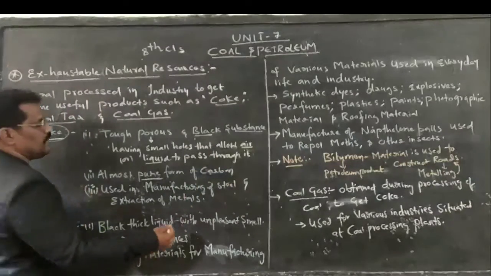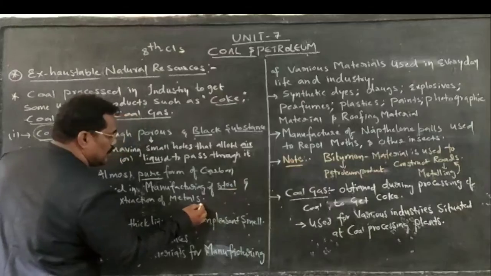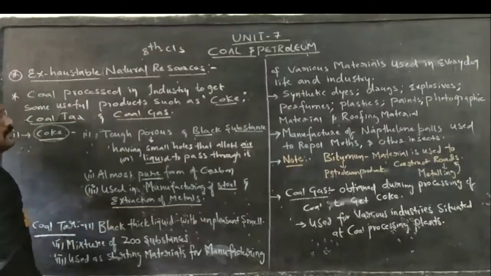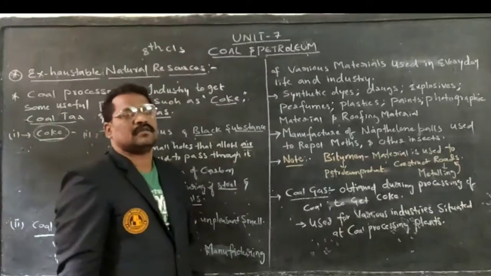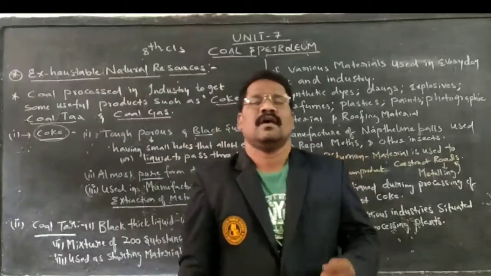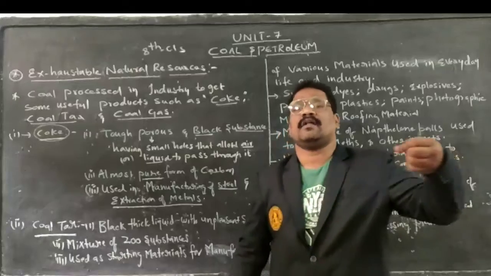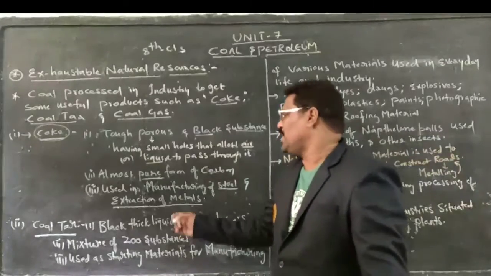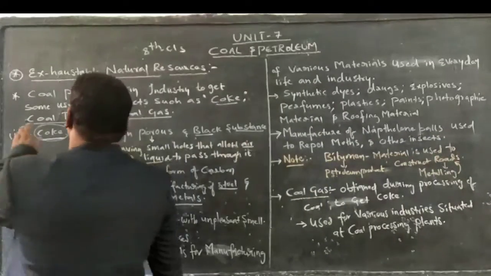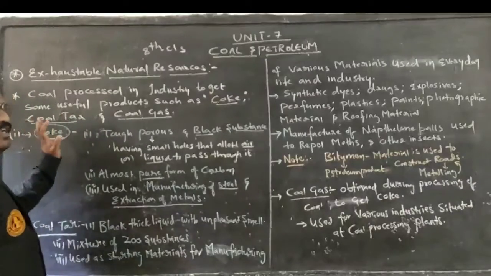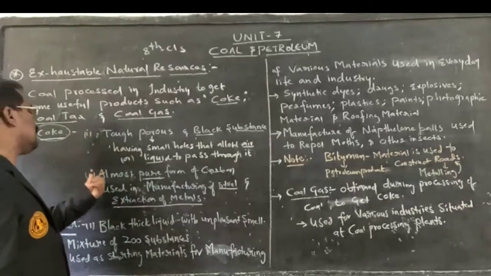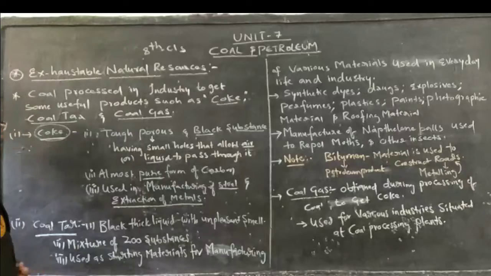It is used to manufacture steel as well as for extraction of metals. In the blast furnace, reverberatory furnace, as well as open hearth furnace, it is used to extract metals from the ores. We can also use this coke as a fuel. That is regarding coke.